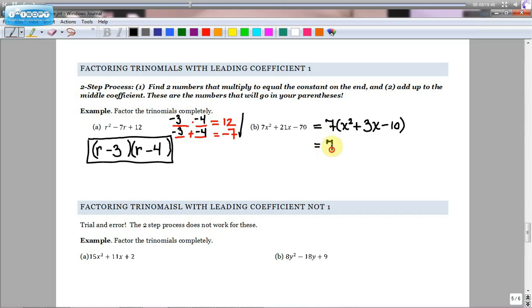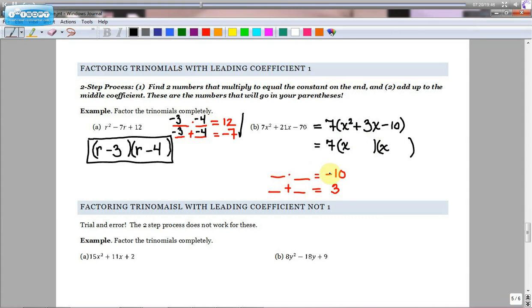Okay, so the 7's going to stay, and I know that that trinomial can factor into two binomials. The first times first gives me x squared, so I know I'm going to have an x in both of those slots. So now I need to know two numbers that multiply to equal the number on the end, negative 10, but they need to add up to be the number in the middle, which is 3.